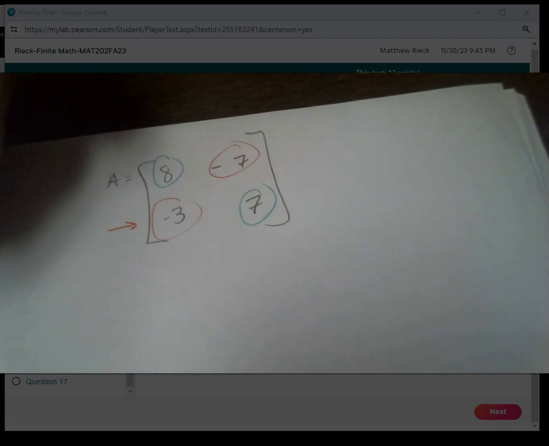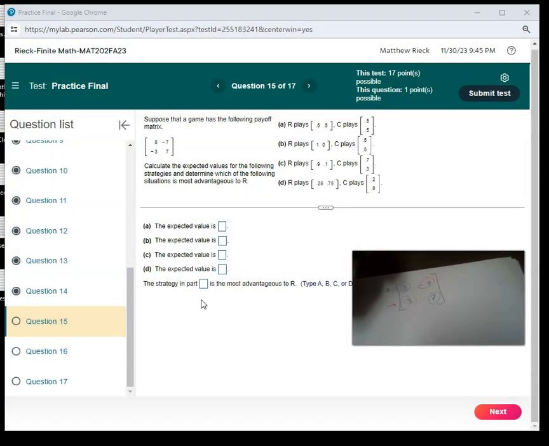That means we're going to have a mixed strategy approach here. To find the expected value for a mixed strategy, you take the row matrix corresponding to the row player's strategy, multiply it by your matrix A, which is your payoff matrix, and multiply that times the column matrix C.